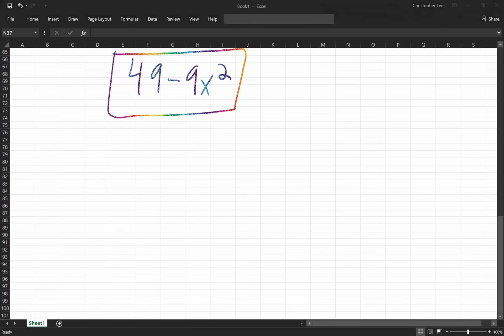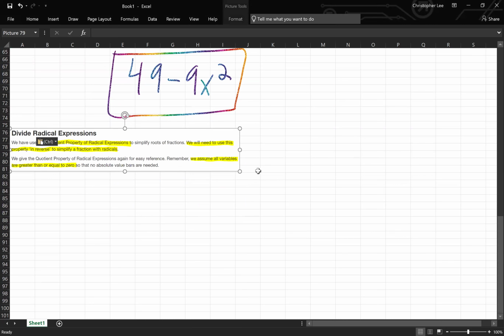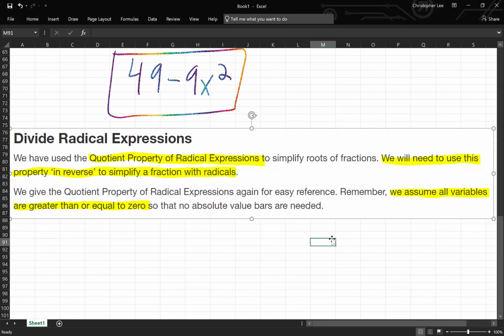So that being said, let's get into what I want to get into today. We're just picking up where we left off. So I want to divide radical expressions. We have used the quotient property of radical expressions to simplify roots of fractions. We will need to use this property in reverse to simplify a fraction with radicals.